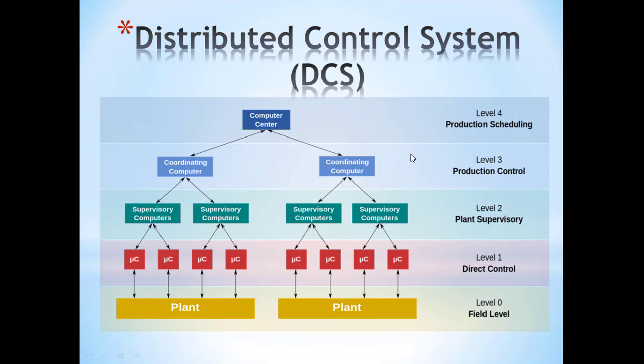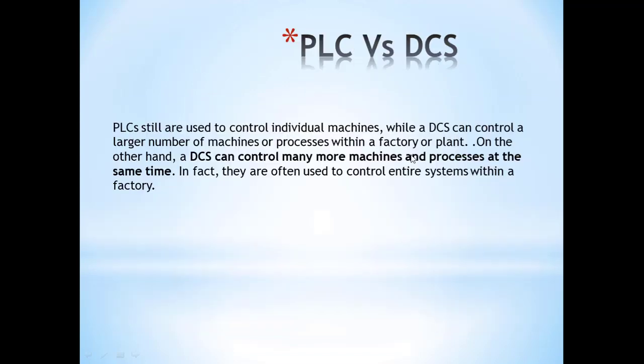Distributed control system is distributed throughout your plant or throughout your industry, whereas a PLC is for a single machine. So that is the difference between PLC versus DCS. PLC is used to control an individual machine, whereas DCS is used to control the entire plant, a number of machines.